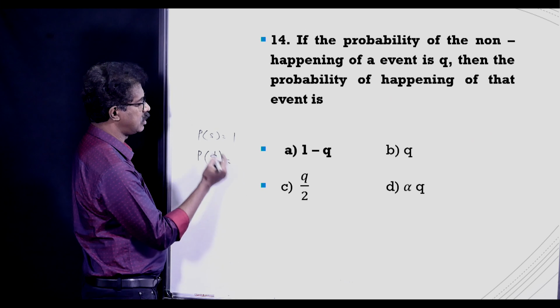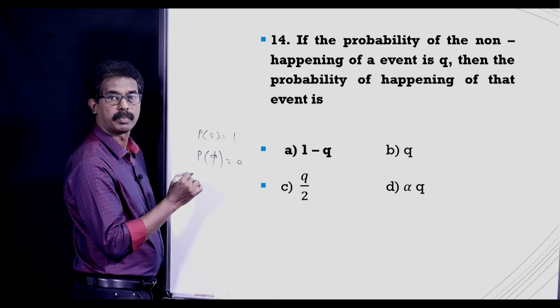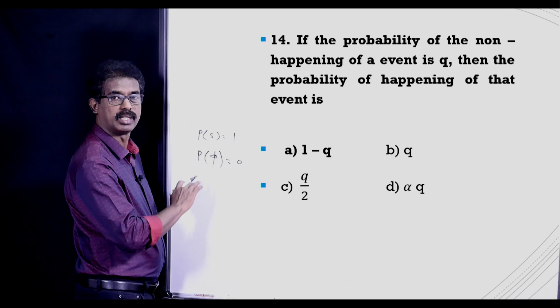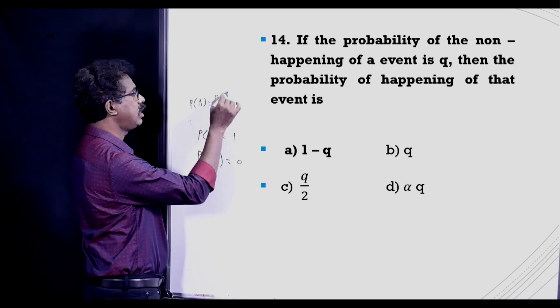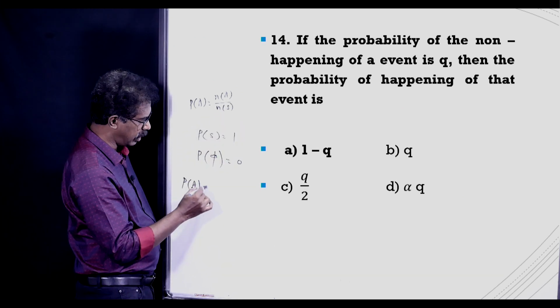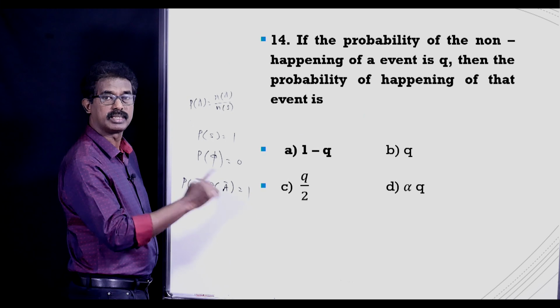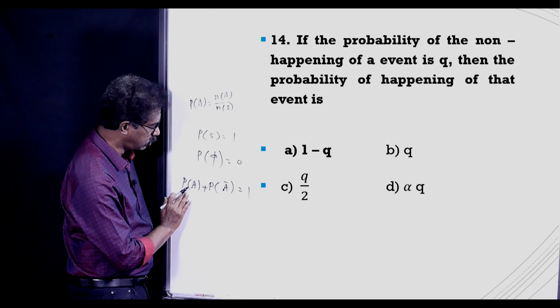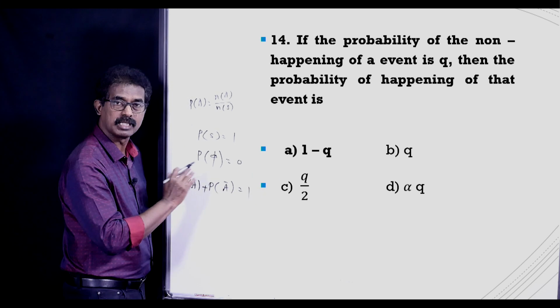Impossible event. This is a sure event. It is 1. Probability of an impossible event is what? 0. Probability always lies between 0 and 1. And probability of A is equal to N of A by N of S. Then another important thing. P of A, probability of A, plus its complement P of A bar is equal to 1. From here you get two results. P of A is equal to 1 minus P of A bar, and P of A bar is equal to 1 minus P of A.